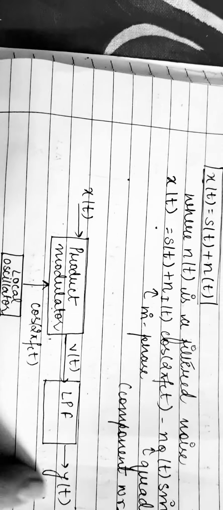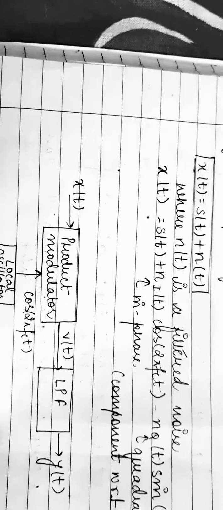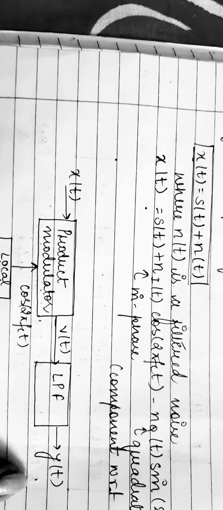Now if we see, we have an input that is x(t). It is passed through a product modulator having a locally generated oscillator that is cos 2πf_c t, and we get the output v(t). And after passing this output through a low pass filter, we get an information bearing signal at the output that is denoted by y(t).